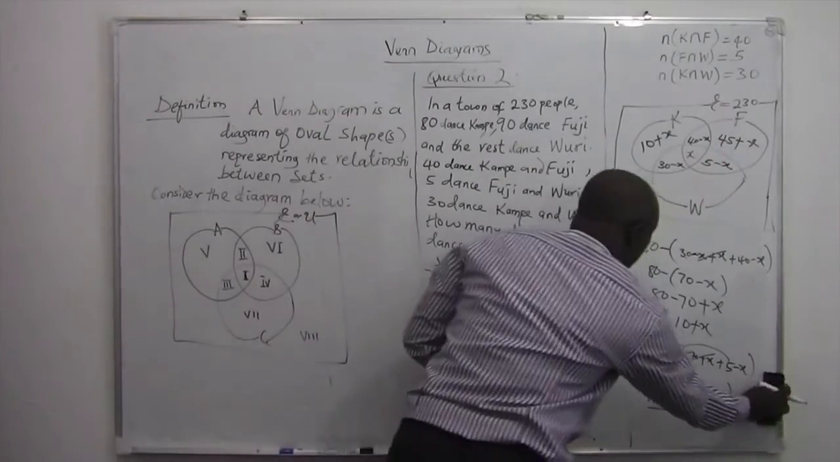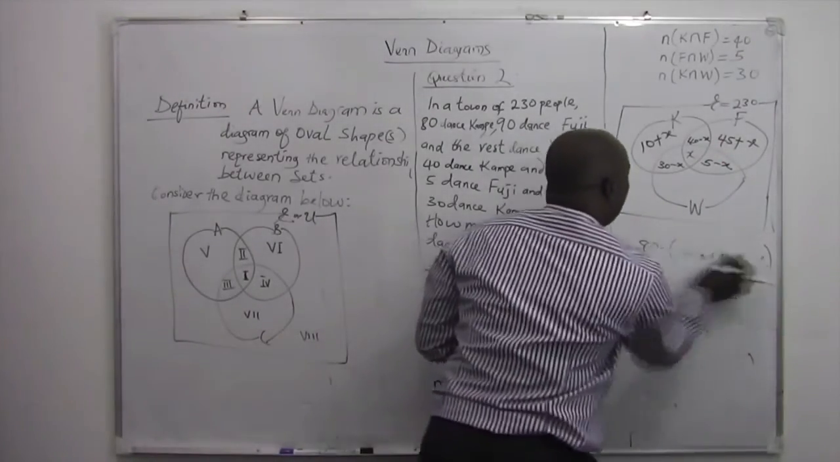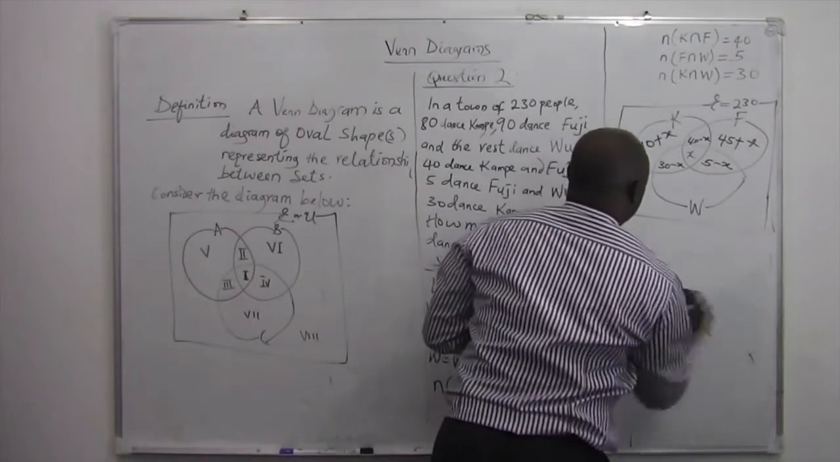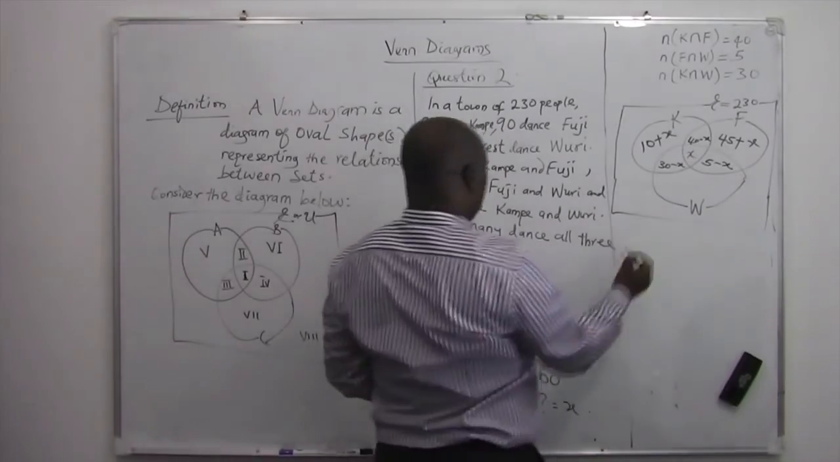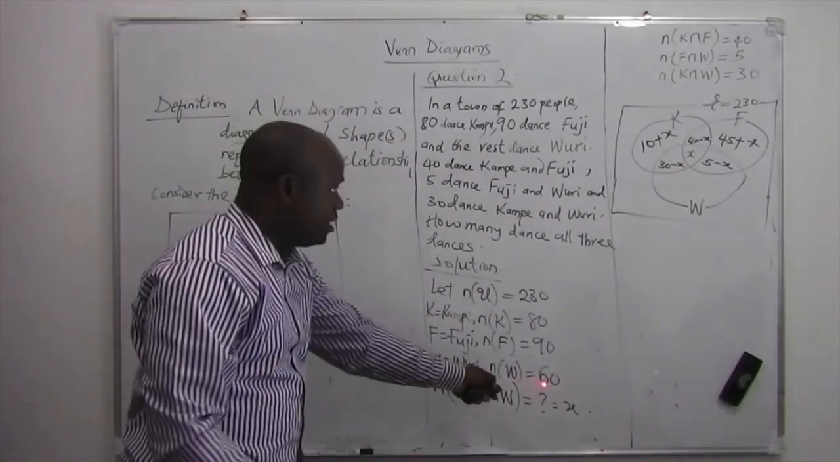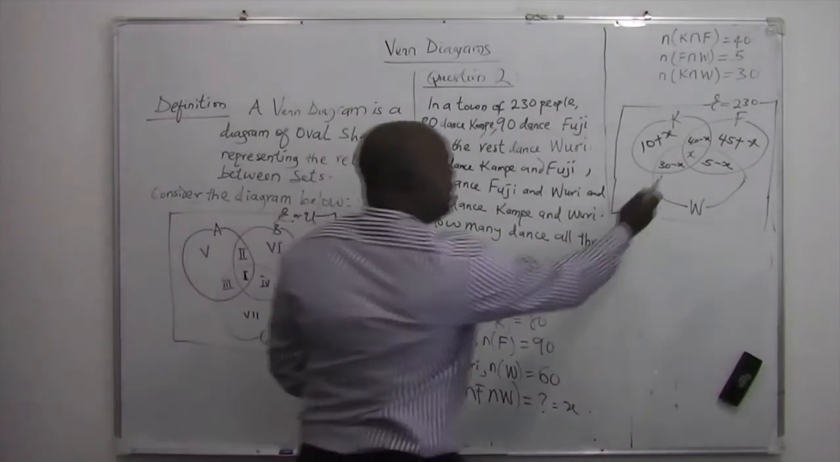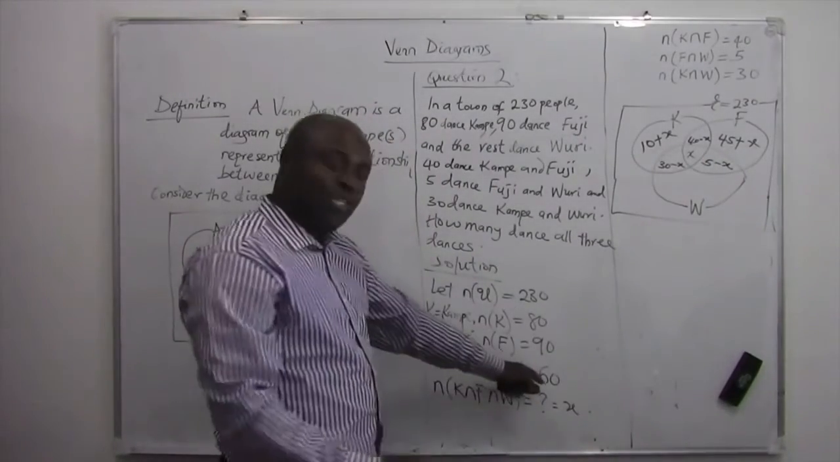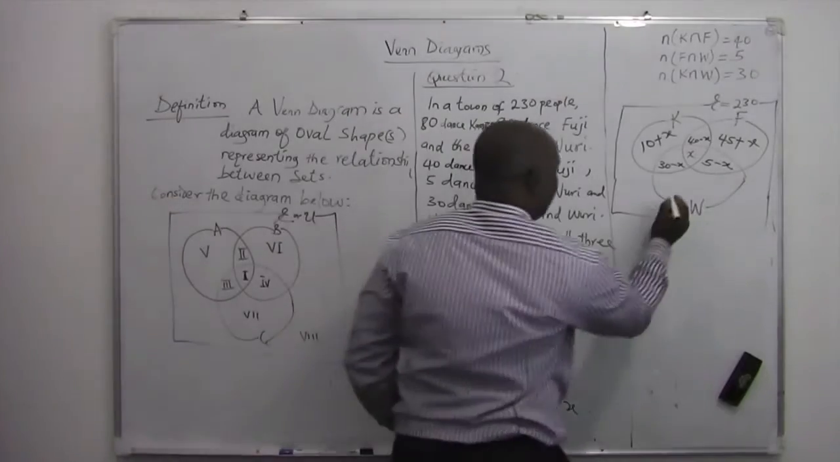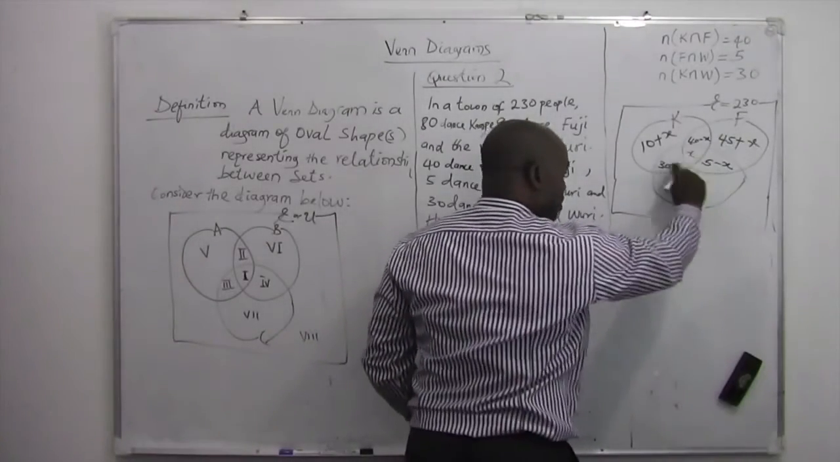So the same procedure goes for the last one. And without wasting time, all you need to do, know that Wuri is 60. So add this plus this, you have 35. Subtract from 60, you have 25. Then plus x, because they follow the same trend.